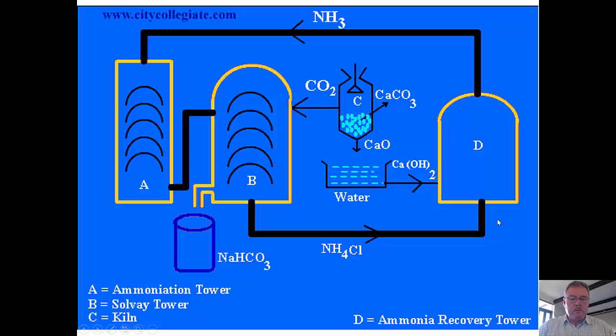Here's another diagram of the whole process, and you can see the towers here. Emanation tower, Solvay tower, and here's our ammonia recovery tower, just for heating this with calcium hydroxide in order to separate our calcium chloride and release our ammonia to go back into the process. A kiln is just another word for the heating section, for heating our calcium carbonate.